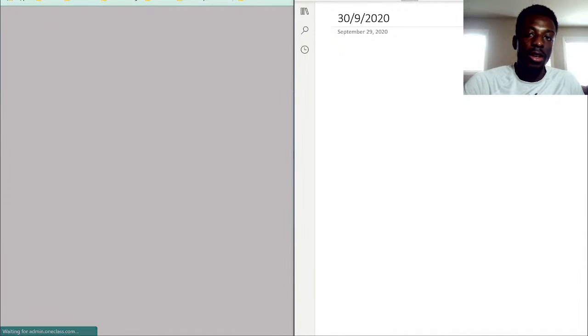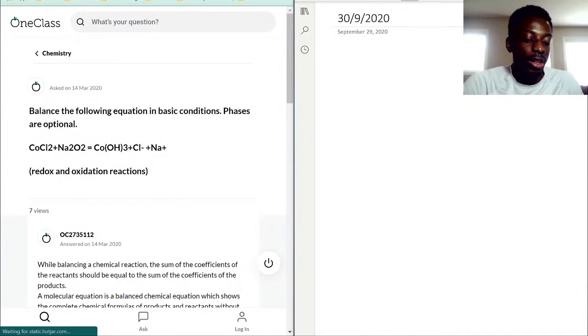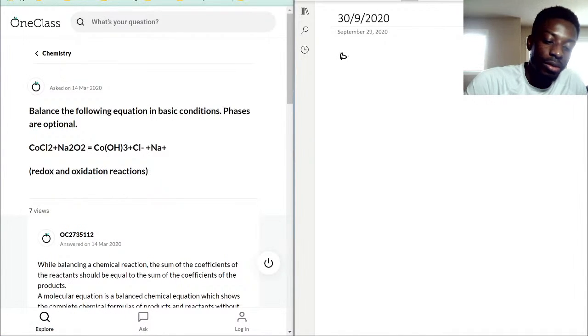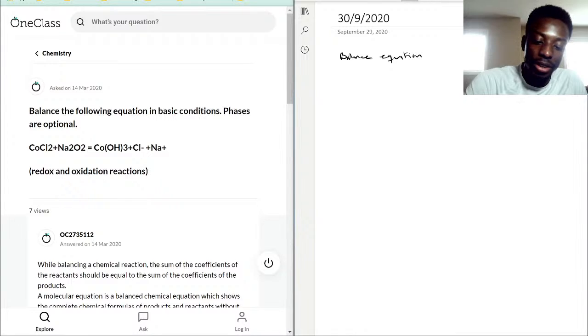Okay, so let's now go into balancing the following equation. We have to balance the equation, but it's very important that we do it in basic conditions.